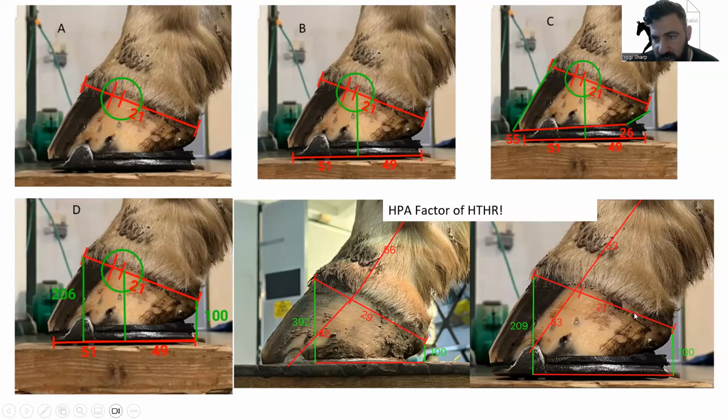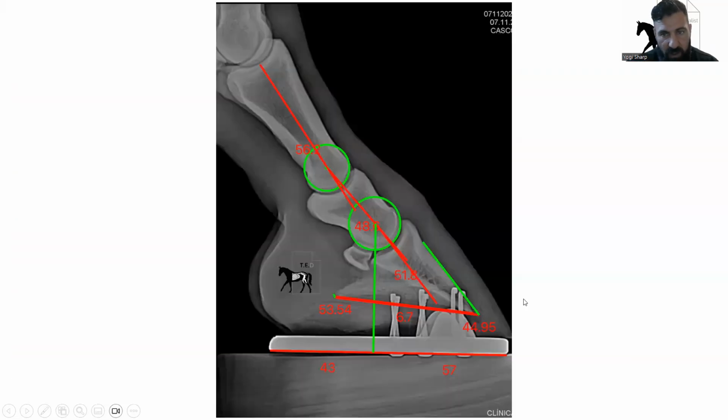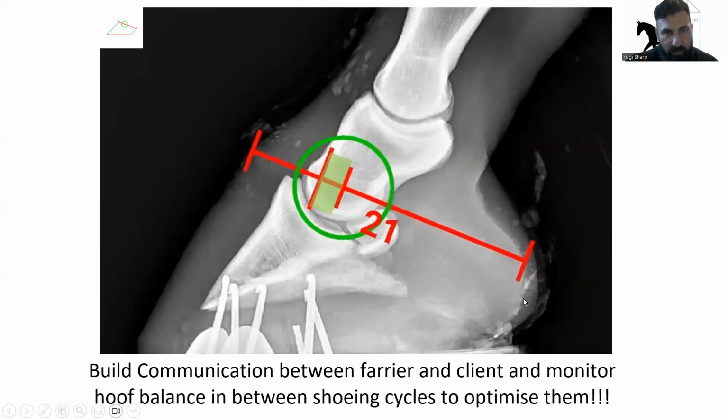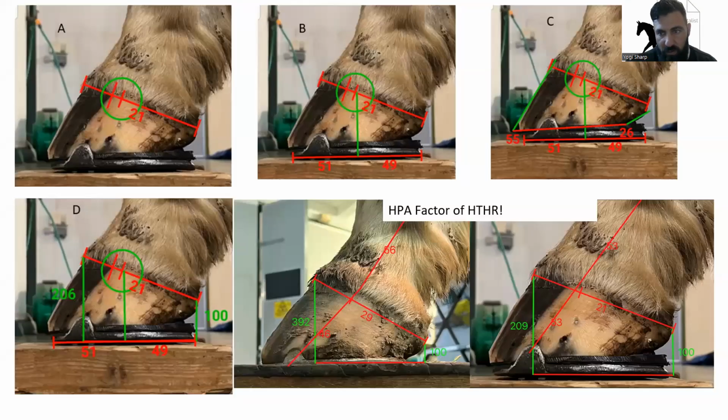And we ended up with a 21-degree coronet angle. So straight away, we can see that we're most likely to have a positive plantar angle. And I've got the x-rays for this anyway, which is this x-ray here. So after the shoeing, we can see we had a nice positive plantar angle with the 21-degree coronet angle.